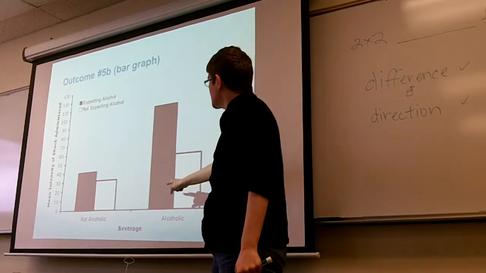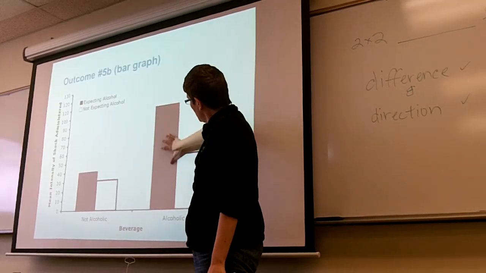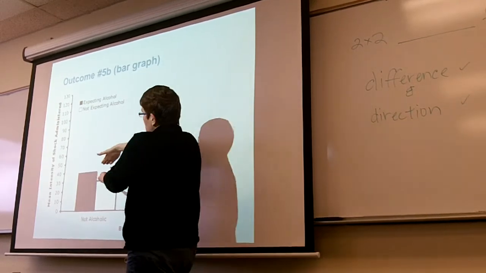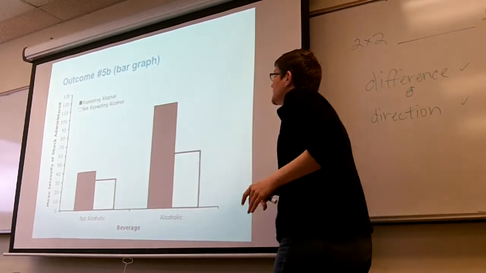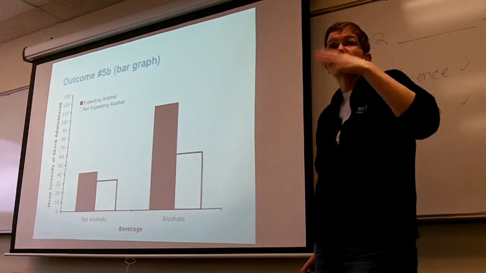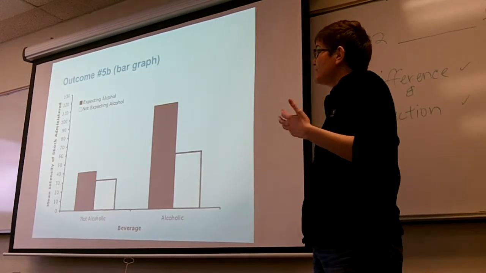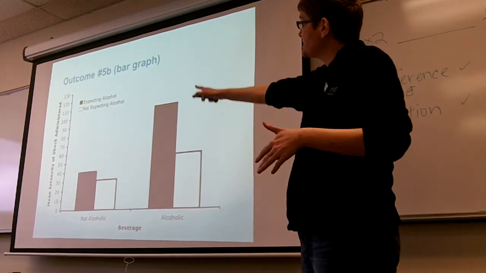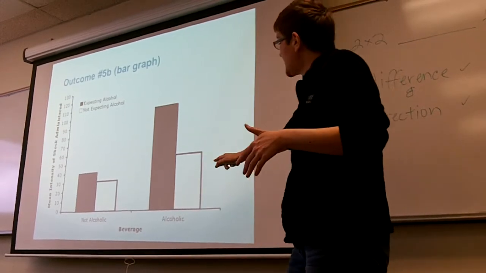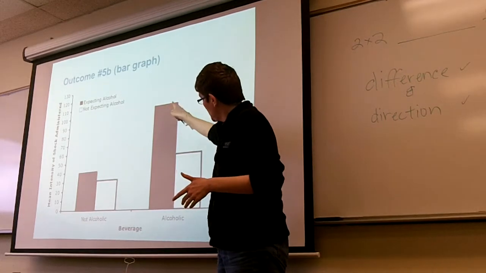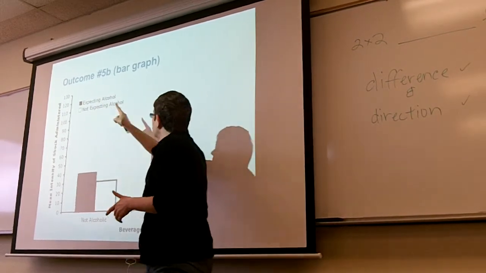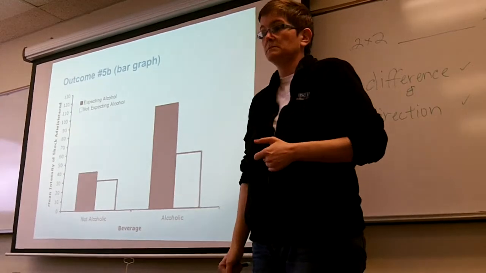I can tell because this pattern is, this difference is so much more than this difference, even though the direction is the same. And if I had to describe that, I would say that there is an interaction of beverage and expectation such that participants who got an alcoholic beverage and were expecting alcohol administered the highest shocks.